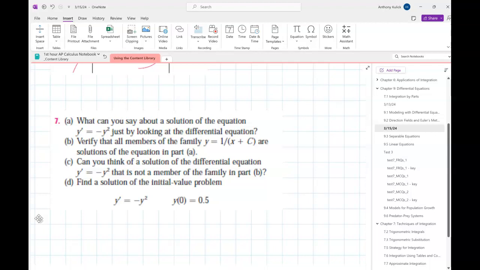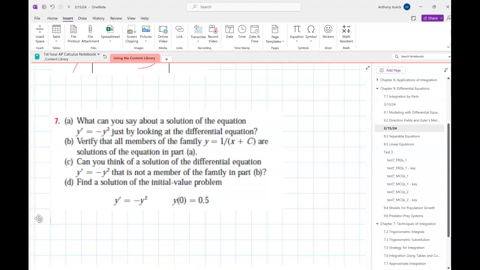about a solution of the equation y prime equals negative x squared just by looking at the differential equation? So y prime is the slope, right? If the slope is negative x squared, what can I say about the slope? Well, it's always non-positive, right? Could be 0 or it could be negative. So we would say that my function should be monotonically decreasing. It's either decreasing or staying the same. That would be my answer there. I don't know what the back of the book says, but that's what I suspect it would say.